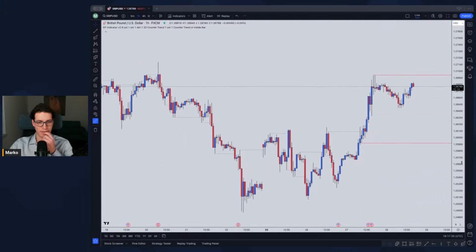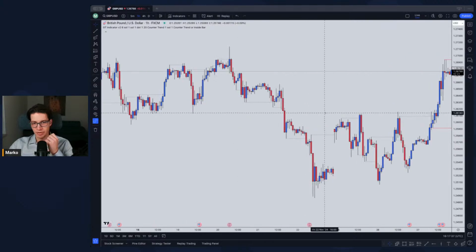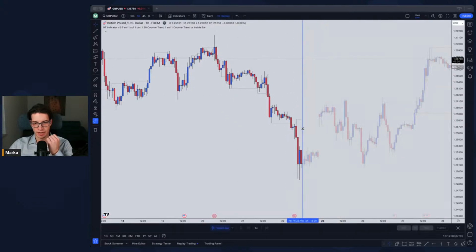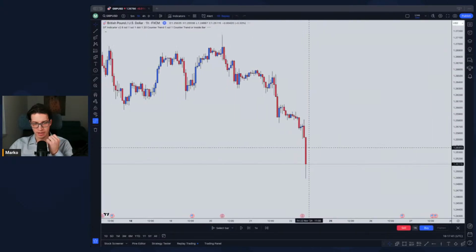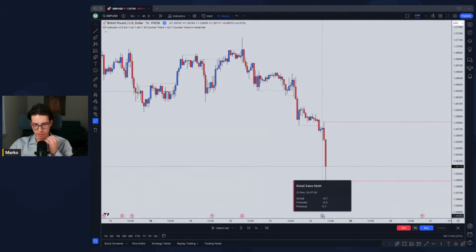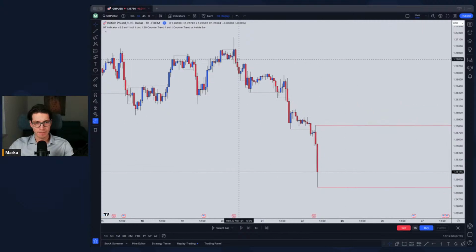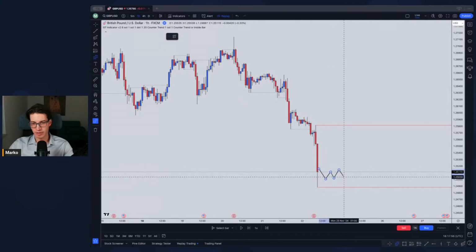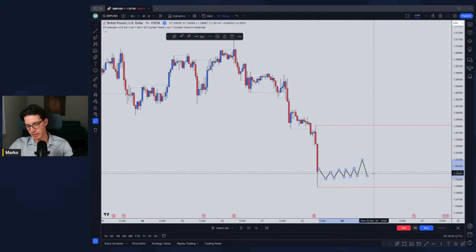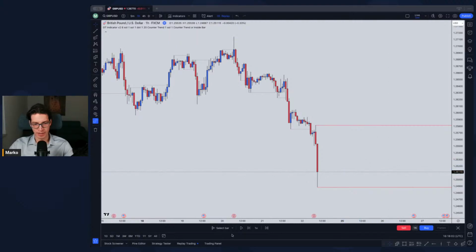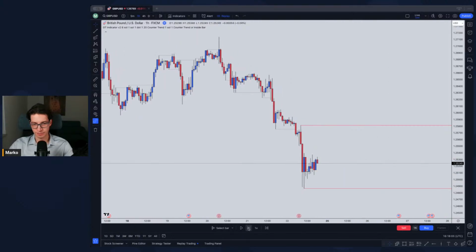Pound US dollar. Oh, well, you had this sell-off right here at the end of last week. You had some news as well. Retail sales. Okay. But basically, you had a bit of a sell-off, and potentially I would have liked to see a flag here, like a really flat one with a nice range. Yeah, that could be nice. But again, that did not happen.